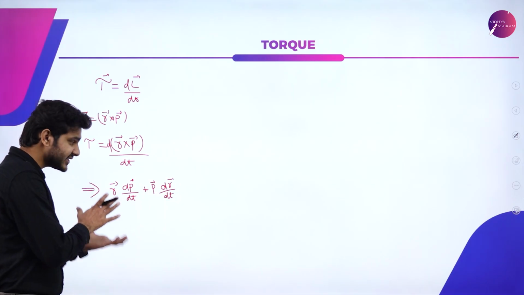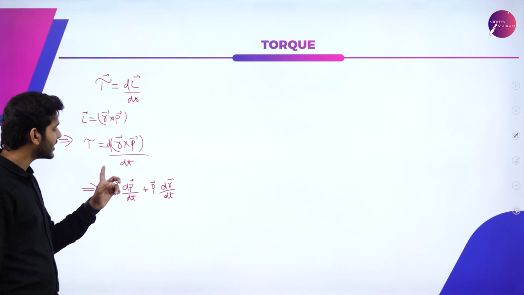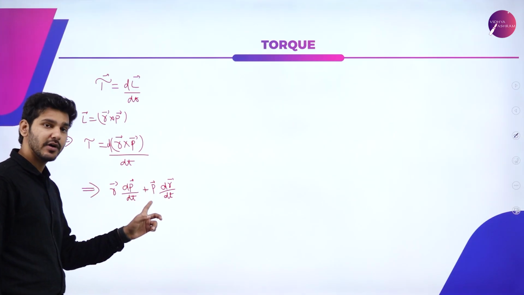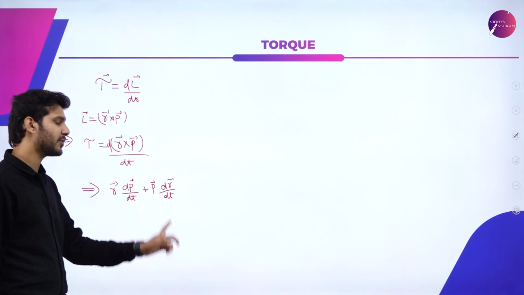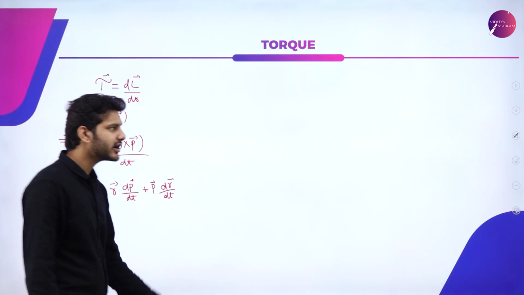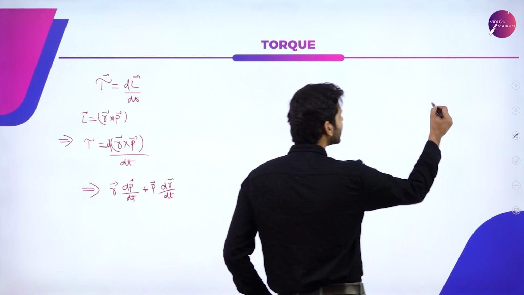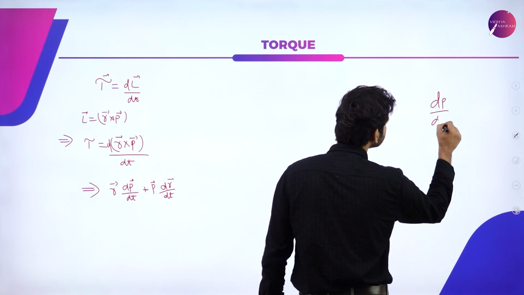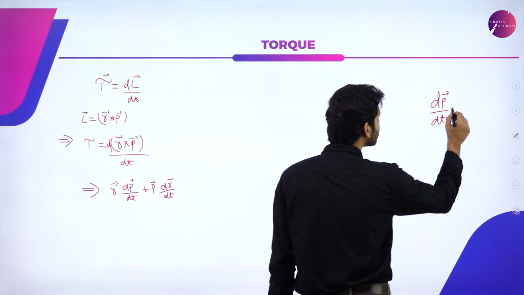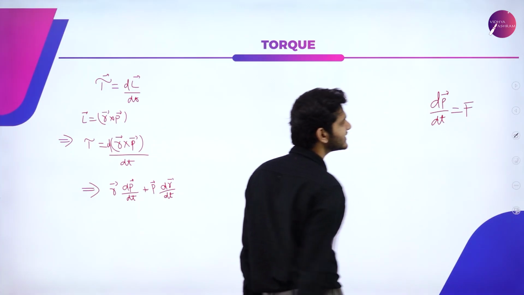Now we arrive at this particular result, where r into dp by dt plus momentum p into dr by dt. Now what is dp by dt? We already know from linear mechanics that dp by dt, the rate of change of momentum, is equal to the force applied, that is F.